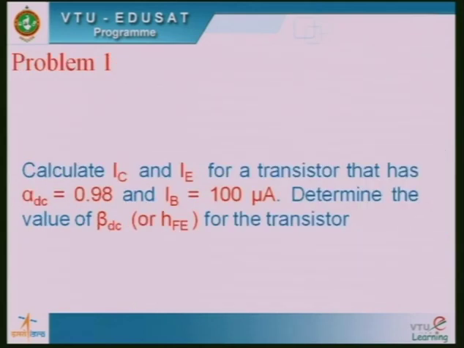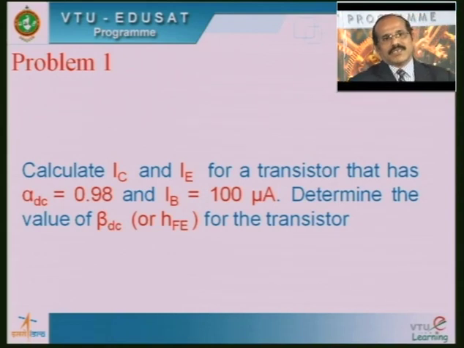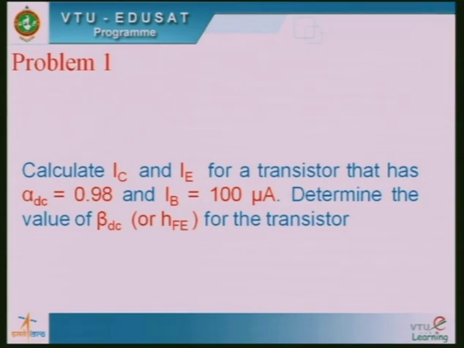The first problem statement says: calculate IC and IE for a transistor that has a common base DC current gain, alpha DC, equal to 0.98, and the base current is equal to 100 microamperes. We also need to determine the value of beta DC, or HFE, of the transistor. Now let us solve this problem and see the solution.